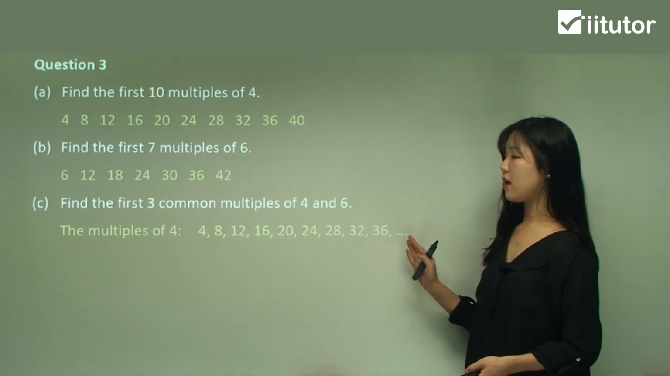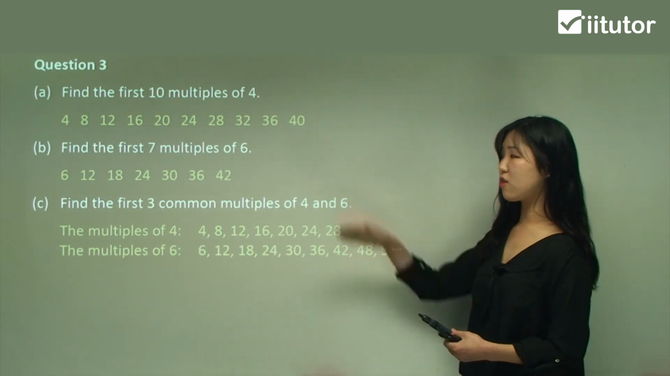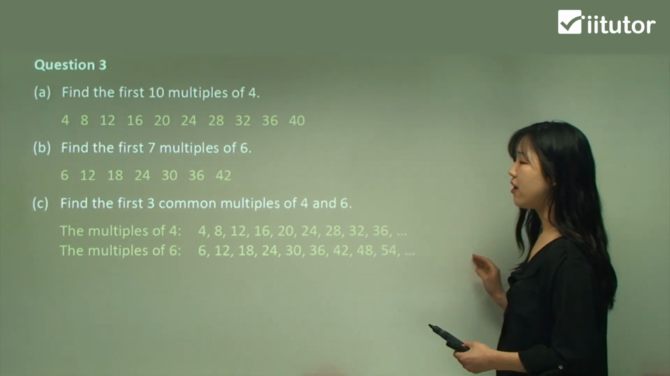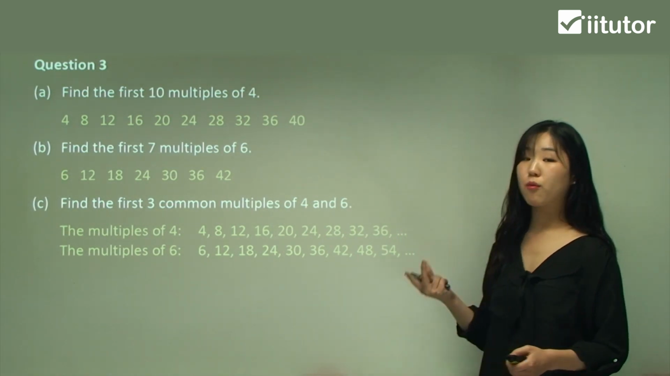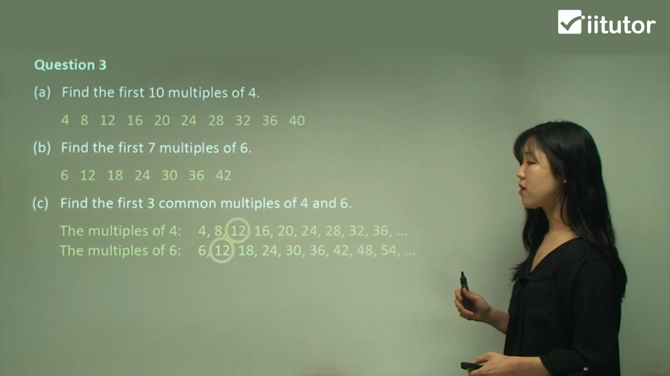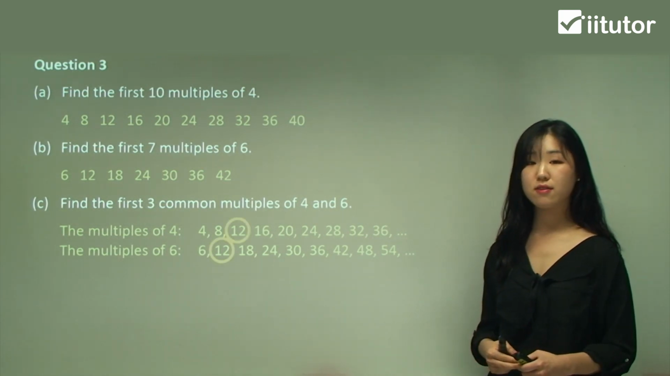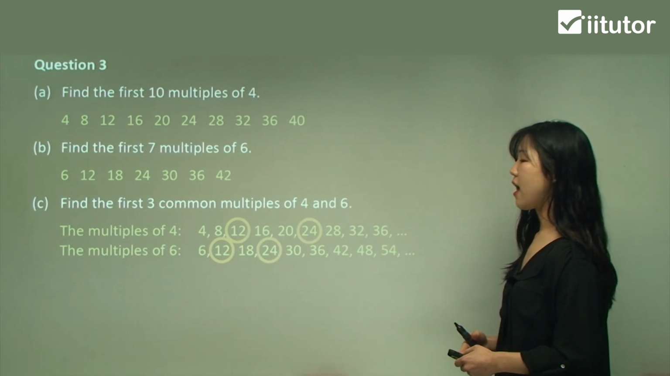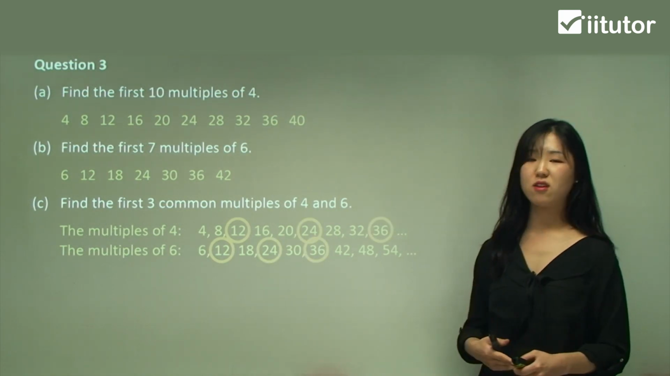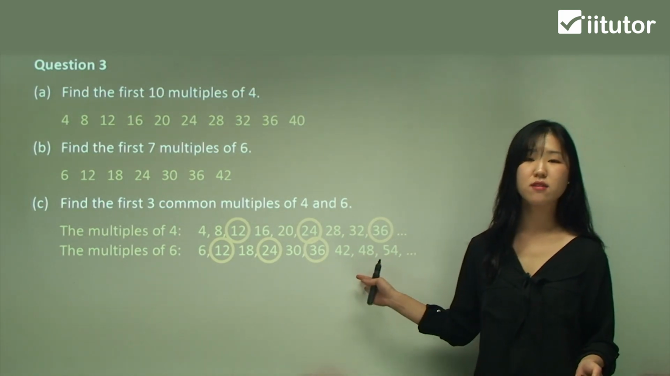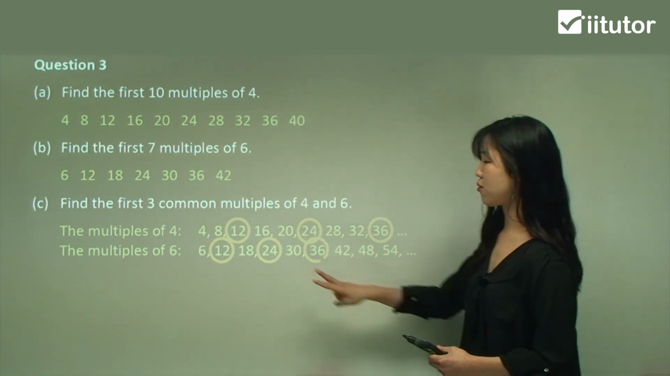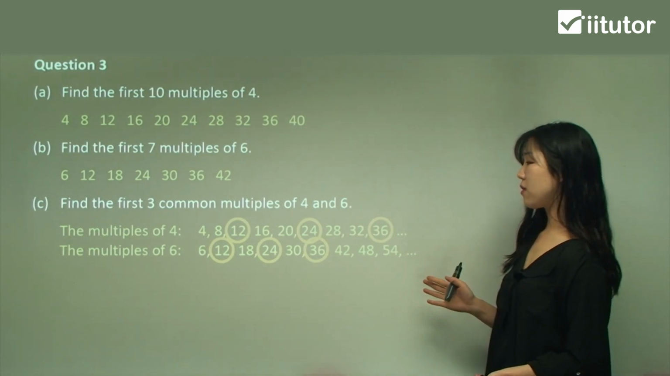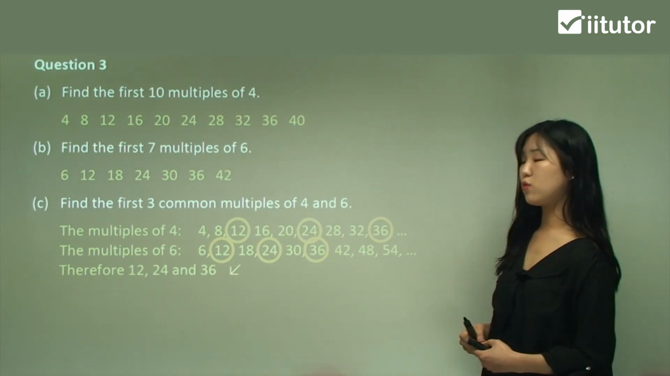Now C, find the first 3 common multiples of 4 and 6, which means the multiples of 4 we got here and the multiples of 6 we've got here. I've just got it from my A and B. I've just written it down and kind of continued on. But we only need the first 3 common multiples. So the first common multiple is 12. I can see that's the common one. The second one is 24. And you can see that the third one is 36. I just put more just in case. But as you can see, we found the first 3 pretty easily, haven't we? So the first 3 common multiples are 12, 24, and 36.